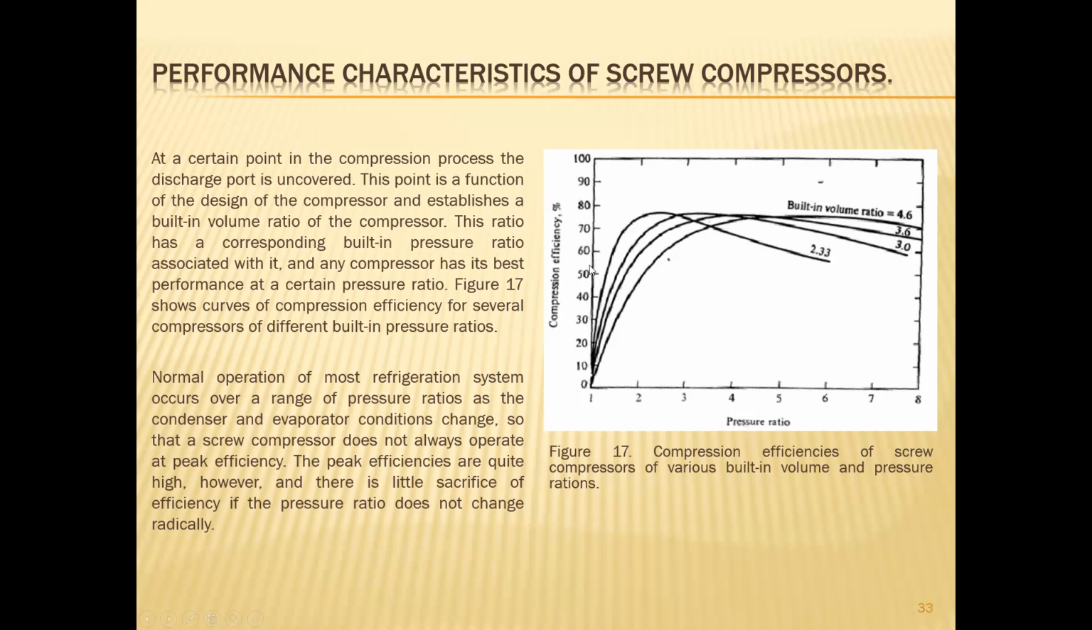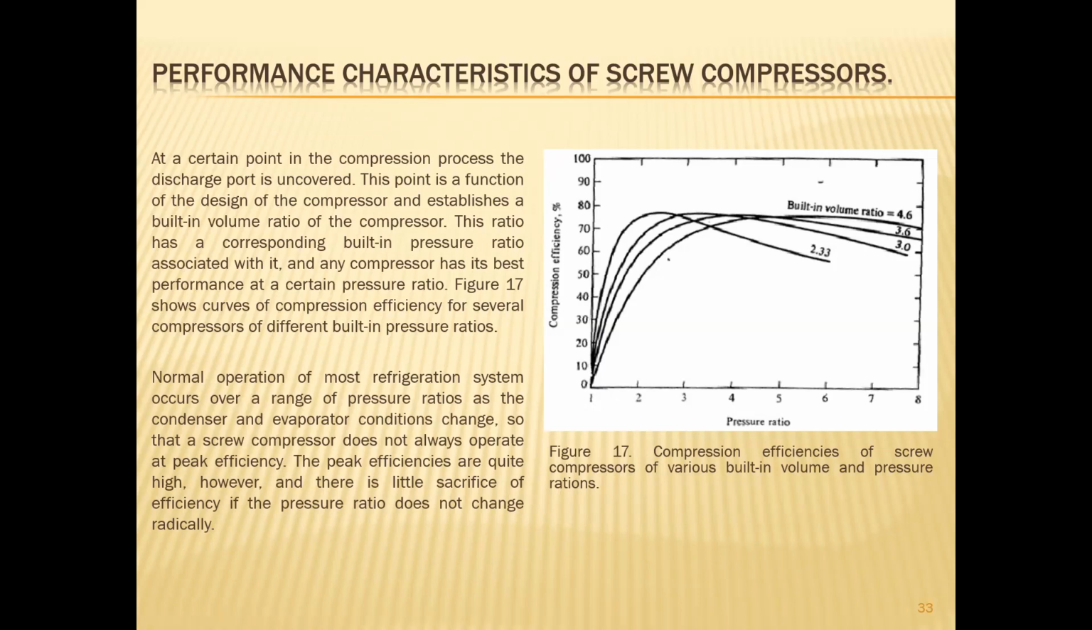So, ang best performance na siyempre yung highest efficiency andyan. So, dito, yung 2 point built-in ratio na 2.33, so andito sa 2.5 pressure ratio. Di ba? Okay. Figure 7 shows curve of compression efficiency for several compressors of different built-in ratio.